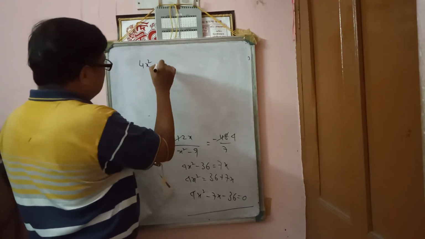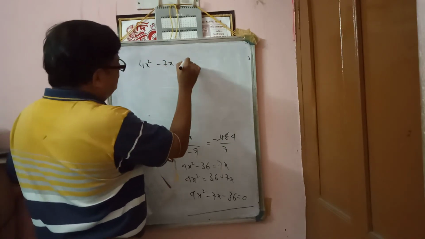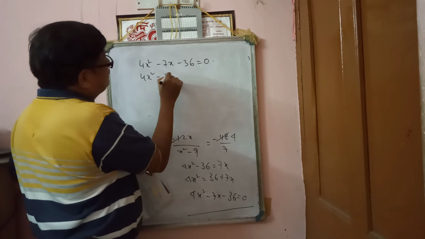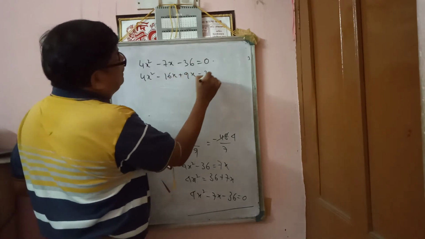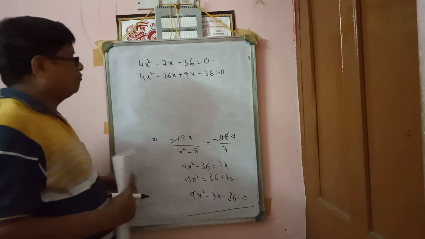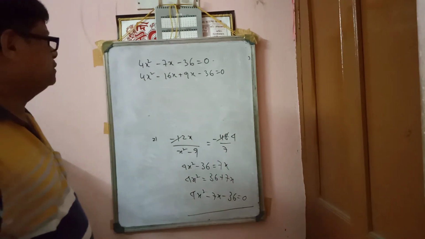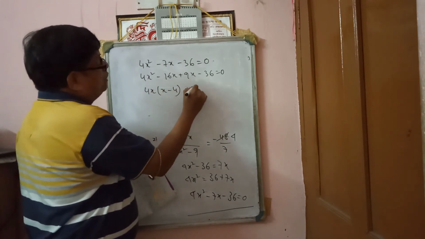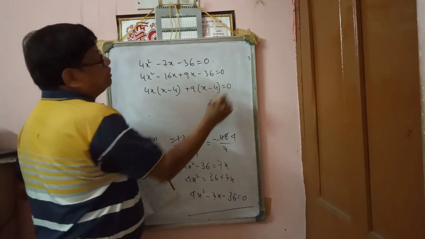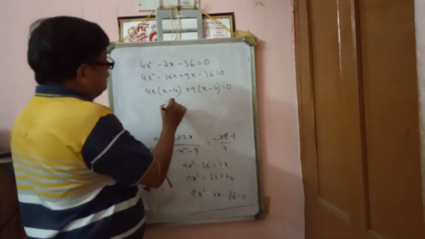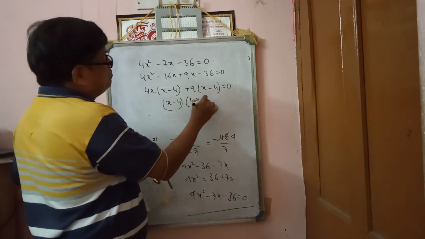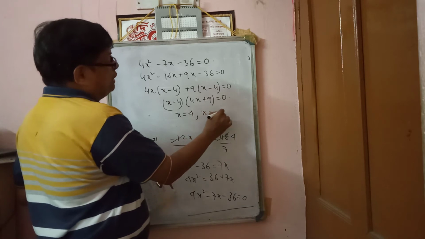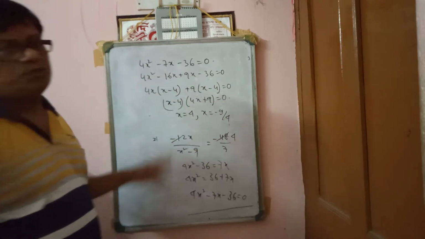So here, 4x square minus 7x minus 36 equals 0. Right, 4x square minus 16x plus 9x, you can write 7x. So 4x common, x minus 4, plus 9 common, x minus 4 equals 0. So (x minus 4)(4x plus 9) equals 0. So x equals 4 or x equals minus 9 by 4.